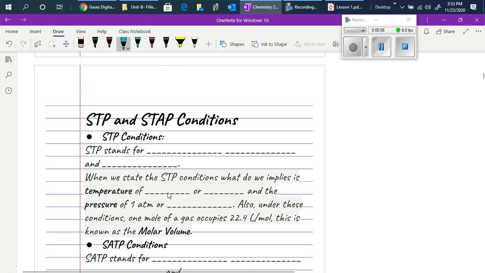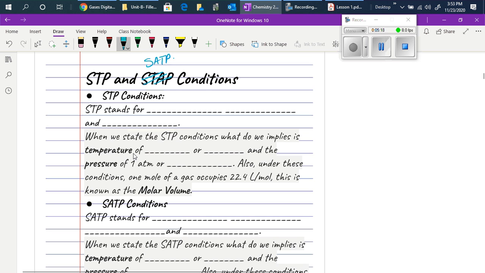Okay, so now when we talk about STP and SATP, this is not STP, but it is SATP conditions. What we have to keep in mind is that STP stands for standard temperature and pressure.